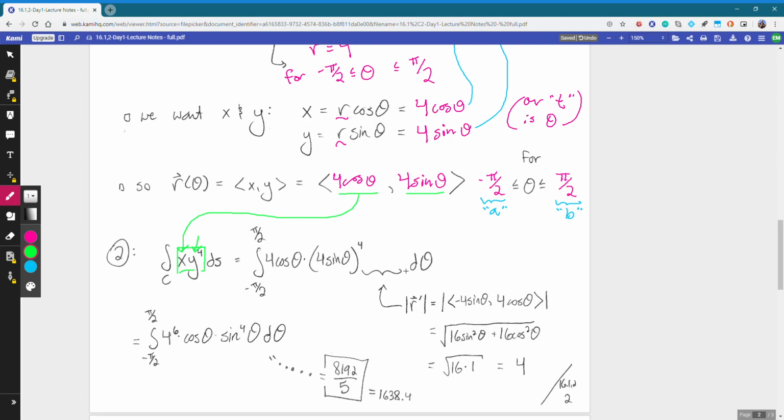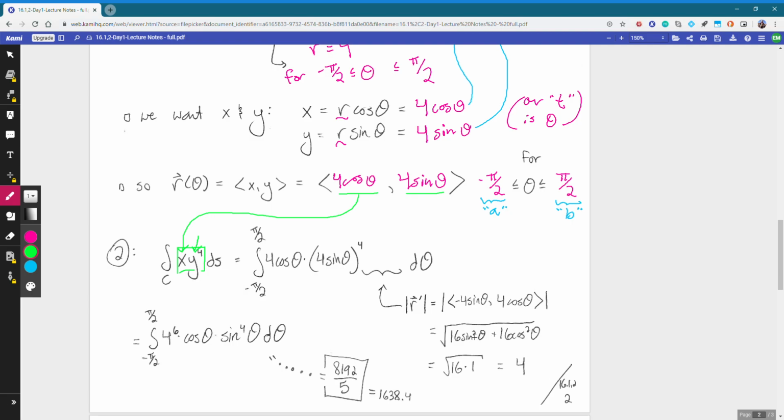And then what goes here is the size of the derivative of our parameterization. So just a little bit of work here to do that. Here's our parameterization, taking the derivative with respect to theta. We're going to get 4 negative sine theta for the x and 4 cosine theta for the y. So here's the derivative. And we take the size of this vector like we would any other vector. In this case, just Pythagorean theorem. We get square root of our first component squared plus our second component squared.